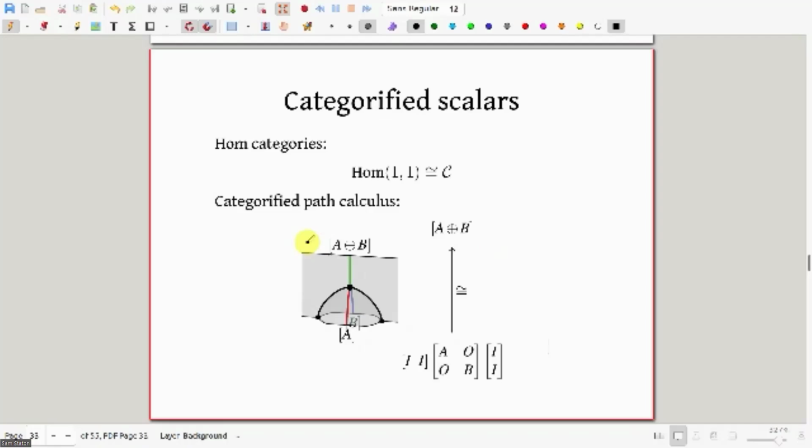The same thing happens with the categorified path calculus: you think about diagrams with one input sheet and one output sheet. And what is supported on those diagrams is this Tom category. It's the same as the original category that you started off with.